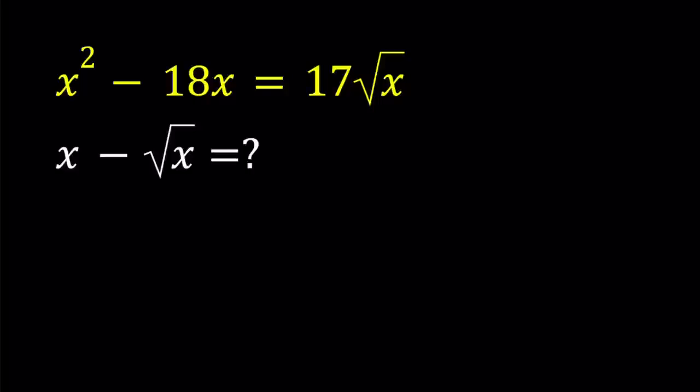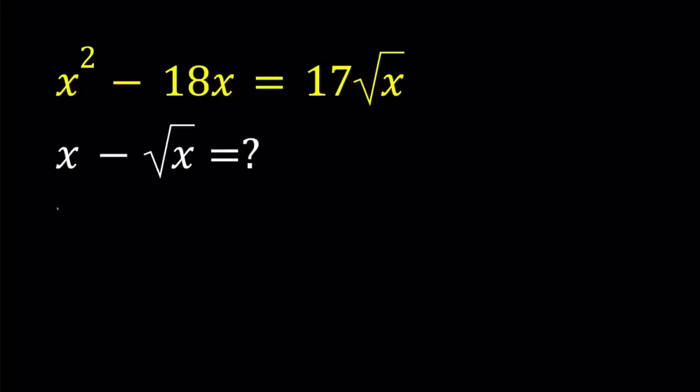Hello everyone. In this video we're going to be dealing with a radical expression. We have x squared minus 18x equals 17 times the square root of x, and we're going to be finding the value of x minus square root of x. So we're going to find the x values, or maybe we're not going to find them. I'll be presenting two methods, and let's start with the first one.